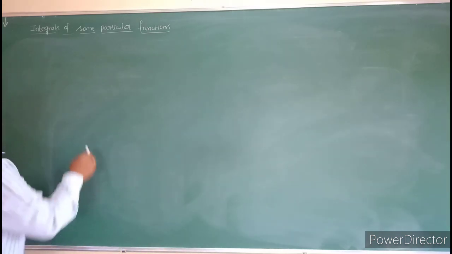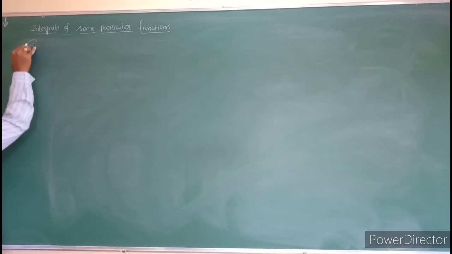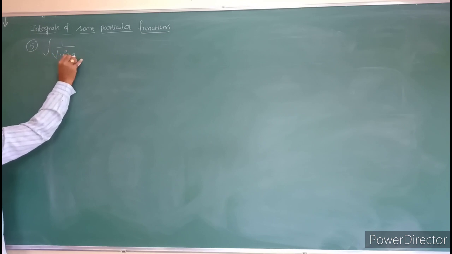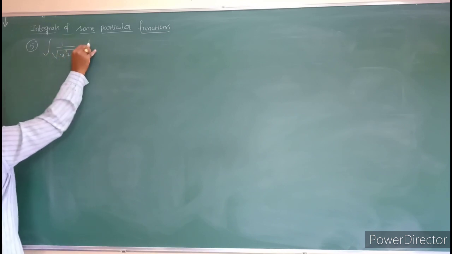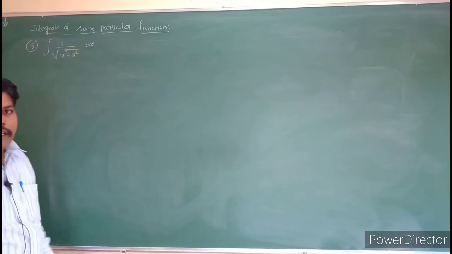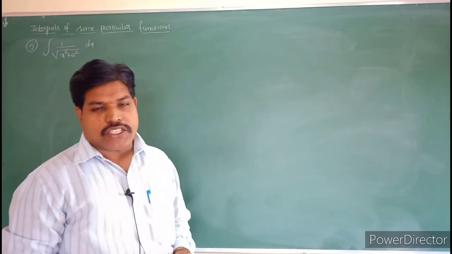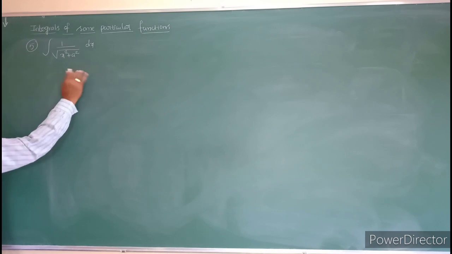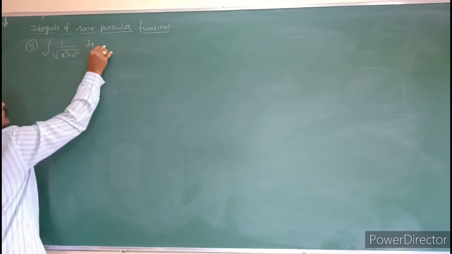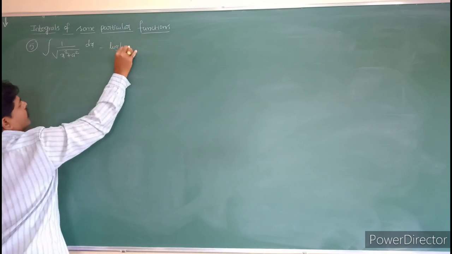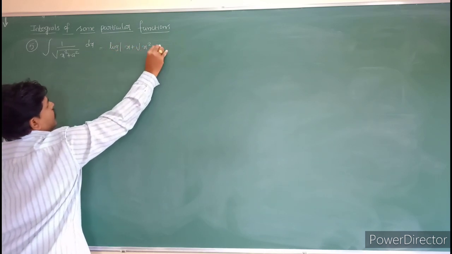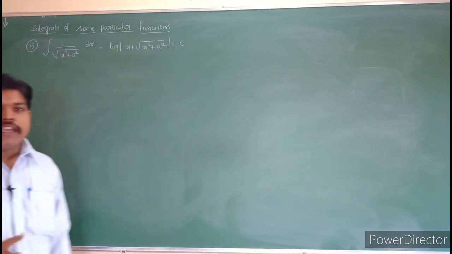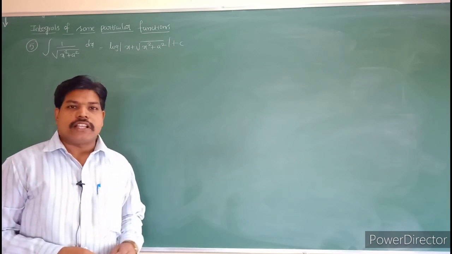See the next one. Integral 1 by root of x square plus a square into dx. So see this question, students. So how to solve this one? That is equal to log of mod x plus root of x square plus a square plus c. So see that one, how to solve this question is.